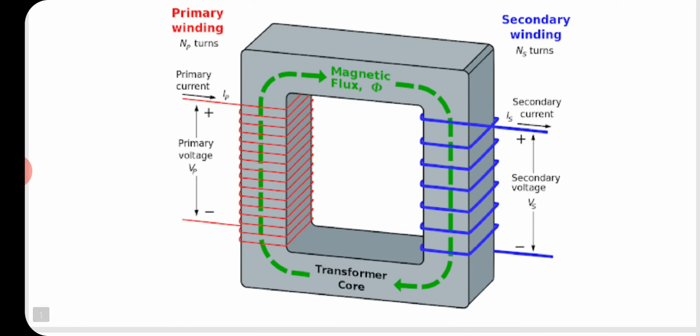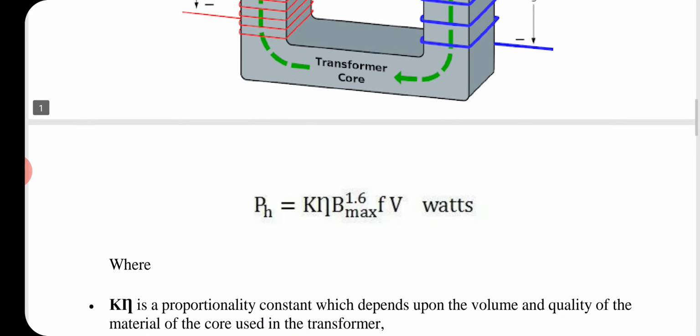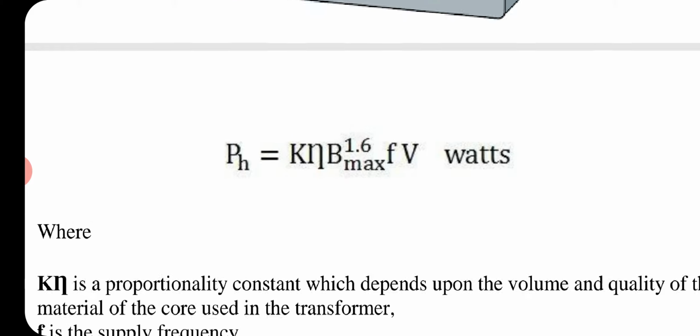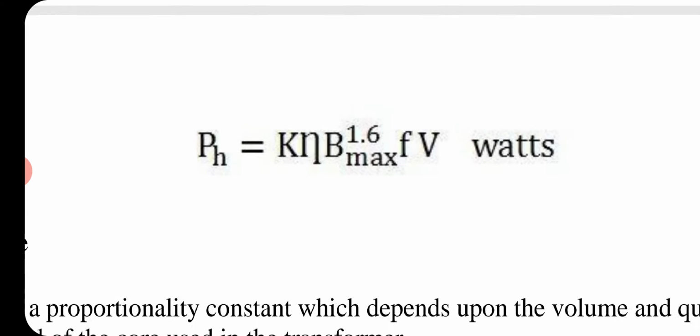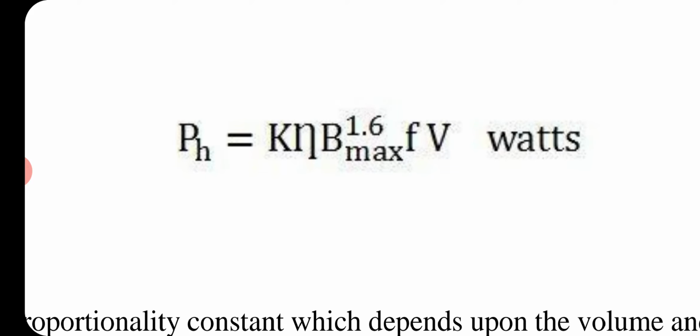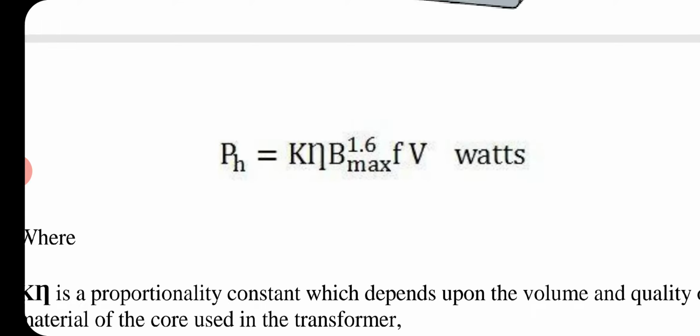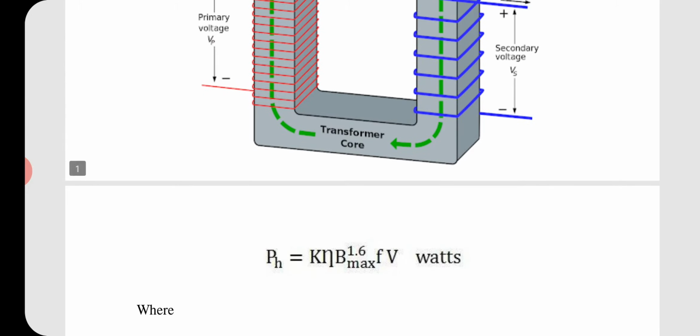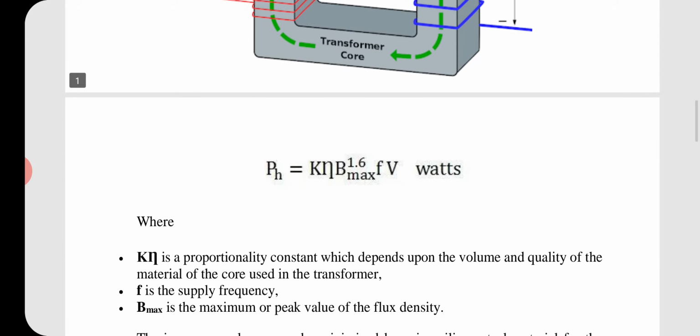So how can it be minimized? This is the formula of the hysteresis loss. For a constant voltage, it can be minimized by minimizing the frequency of the alternating supply. If we decrease the frequency, the reversal rate of the flux also decreases, thus hysteresis loss can be decreased. But for a fixed frequency, say 50 Hz, the transformer will have a fixed hysteresis loss.